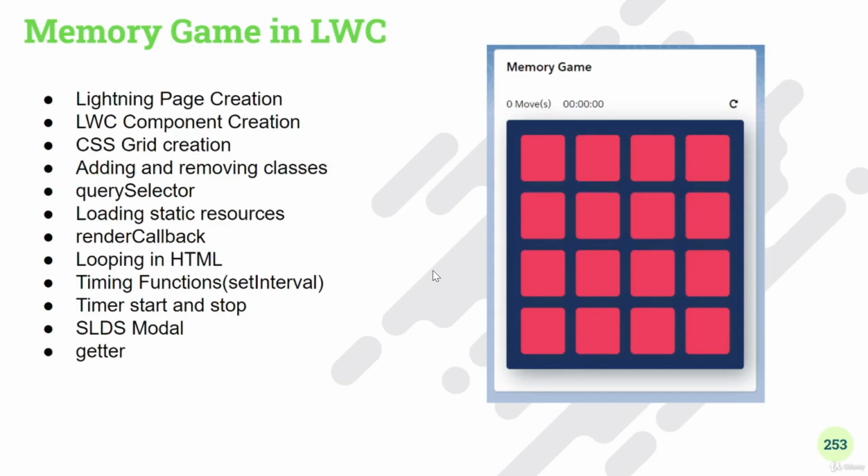Then we have a looping in the HTML. To load the grid in the loop, we're going to use the for each loop. Then we have a timer in our game. For that, we're going to use the setTimeout and setInterval functions. We have a feature to start and stop the interval. Then we're going to use a modal for showing you the congratulation message once you complete the game. And we're going to use getters in a few places.